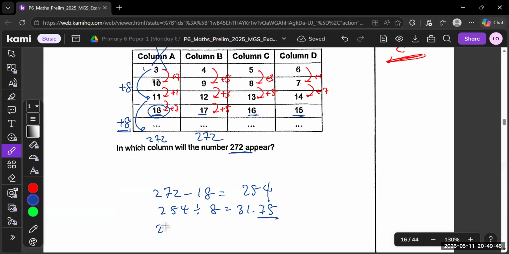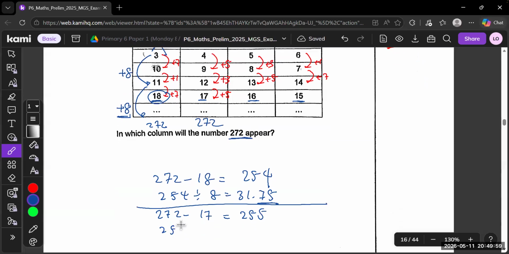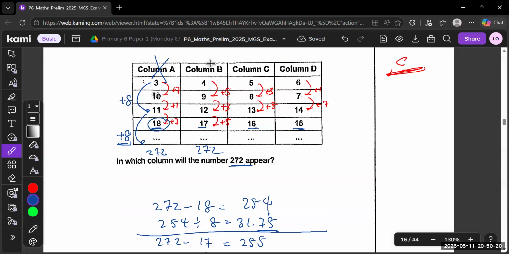All right, then what do? 272 minus 17. Okay, and what do you get? 272 minus 17, you get 255. And then you divide by 8 also. And why do you divide by 8? Because you have a consistent pattern. Plus 8, plus 8, plus 8. So you divide by 8, and you get 255 divided by 8, where you get a remainder, 31.875. Also got remainder. So cannot be column B.